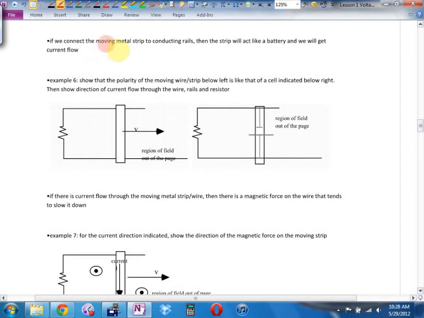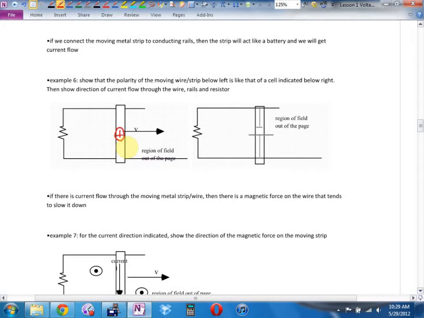So if we connect the moving metal strip to conducting rails, the strip will act like a battery and we'll get current flow. So this thin wire here is a conducting rail. We put a resistor so that we don't have a short circuit. We don't want that. Here's our positive charge sitting right there. Which way is it moving? To the right. So point your thumbs to the right, please.